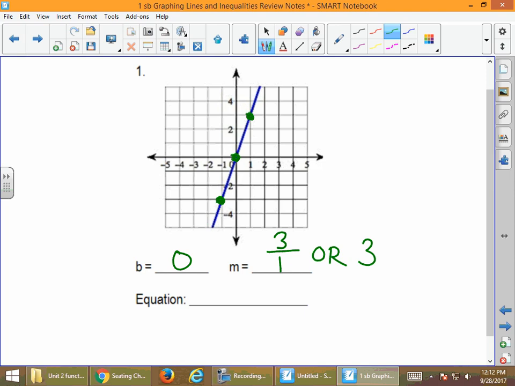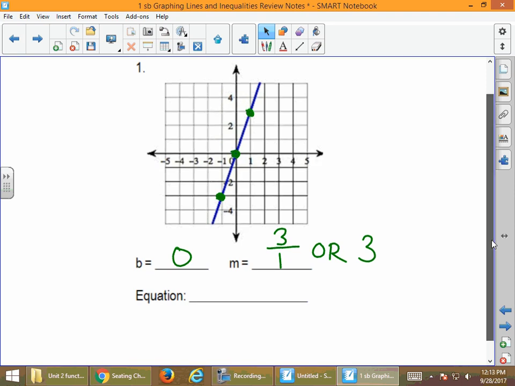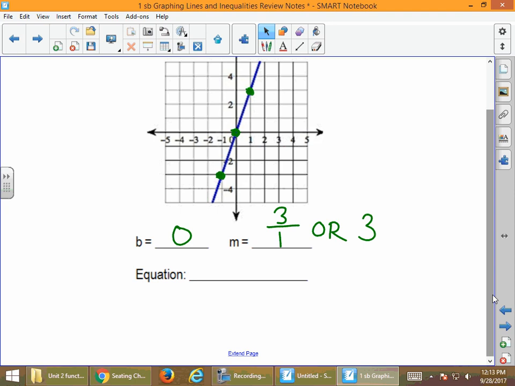Notice if we go back and look at the very bottom point that we have drawn in, the bottom green point, from that point we go up, rising 3 to the right 1. That gets us to the y-intercept. And the slope of this line should be the same everywhere on it. Once we get those two pieces of information, we can fill them back into our equation, which is going to be y equals mx plus b.